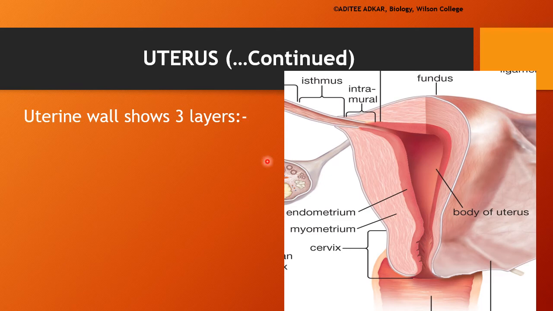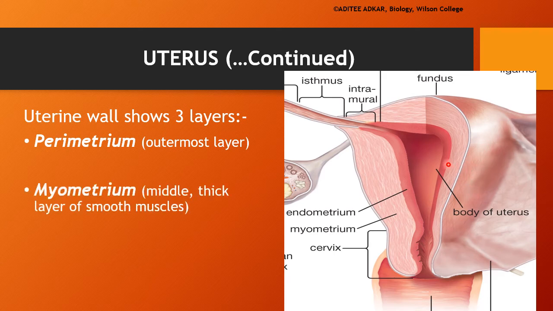Let us understand the layers in the uterine wall. The wall of the uterus shows three layers. The outermost layer is the perimetrium. The middle layer is a thick layer of smooth muscles known as the myometrium. The word myo means muscles. This layer produces powerful contractions of the uterus during parturition, that is during delivery of the baby.